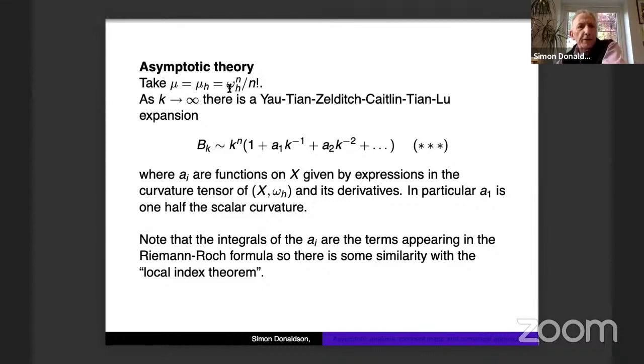So then the statement is that this Bergman function has an asymptotic expansion as k tends to infinity of the following form. The leading term is just k to the n, and then there are lower order correction terms where the coefficients are given by universal expressions in terms of the differential geometry of X with the Kahler metric omega H. So in particular, the only one that's really relevant to us is that the first coefficient is half the scalar curvature.